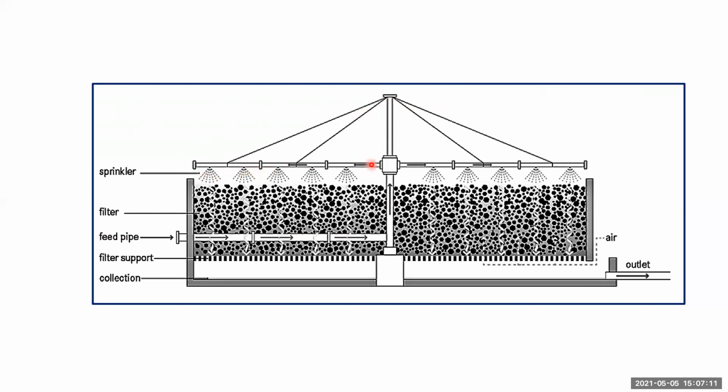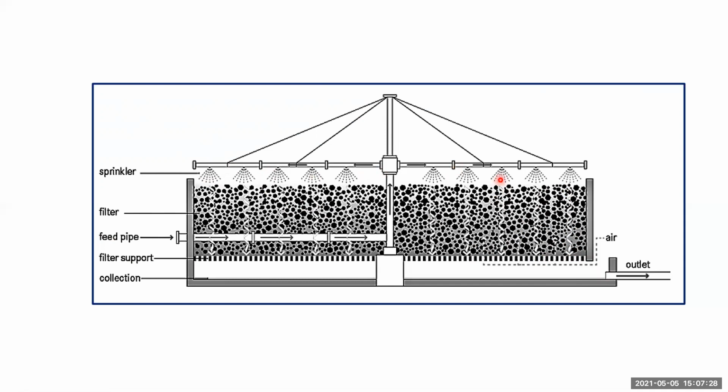You can say sprinkler, it is written. So the liquid waste is sprinkled over the bed of rocks. This is a bed of rocks, and there are too many void spaces, air spaces. Arrows are shown here like this. So there are too many air spaces which saturate the bed of rocks with oxygen.